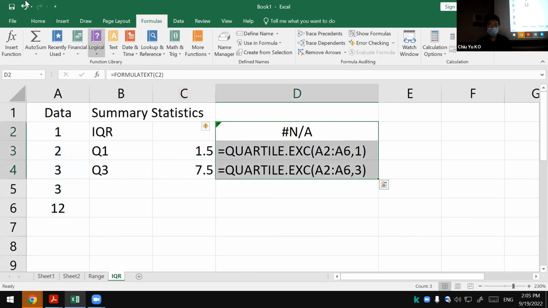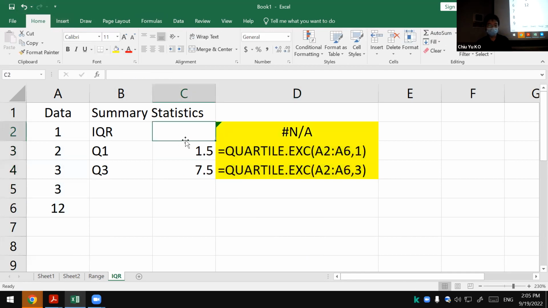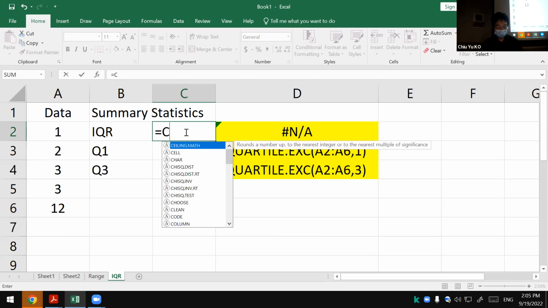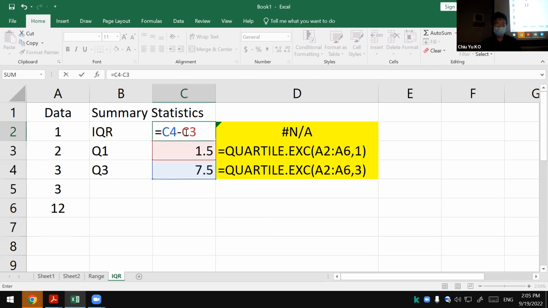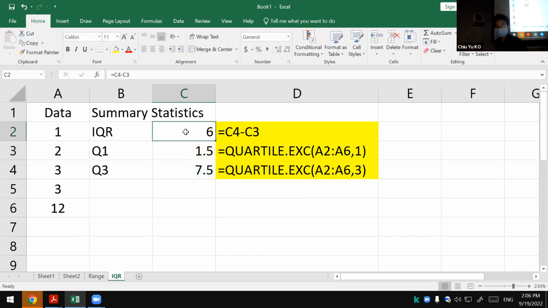And as you can easily see, how can we do the IQR? Either you can type the whole thing again, but since we have the calculation here, we can just do C4 minus C3. So that would get what we want. Of course, you can just type out the whole formula, put it there, quartile exclude, blah, blah, blah. But I think that is easier to do the calculation. This is IQR. Is that okay?